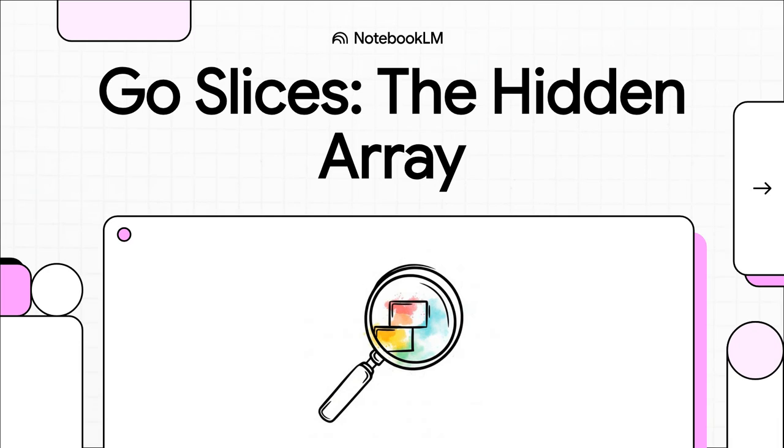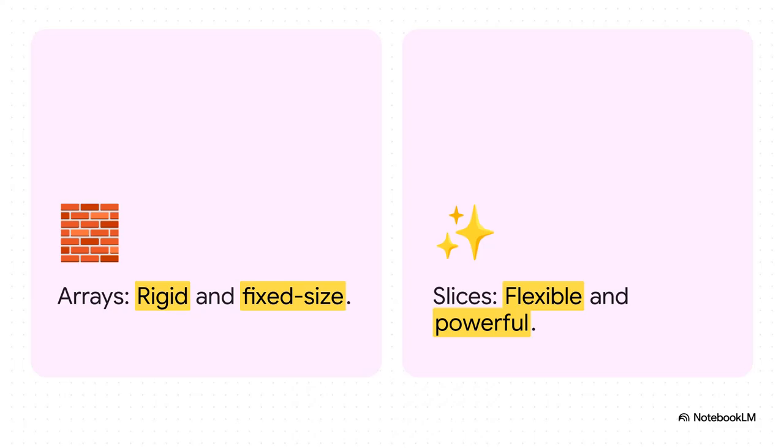If you want to write really effective, high-performance Go, you absolutely have to get your head around slices. Now, they seem pretty simple on the surface, right? But there's this powerful secret hiding just underneath, and today, we are going to pull back the curtain and uncover it. Okay, let's just dive right in.